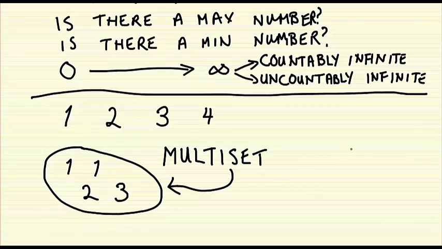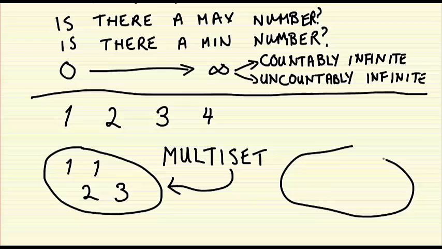Okay, but for sets, what we would consider is 1, 2, and 3. Okay, the collection of objects or numbers 1, 2, and 3. This time we don't actually list the same element twice, number 1.